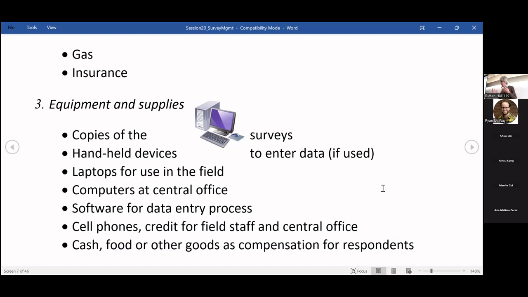If you're using electronic devices, handheld things, or iPads or phones or something, and you need to give them laptops, maybe also in the field, or computers in the central office. You may need to buy some software to do things. For communications, you need to buy cell phones, or at least give cell phone credit to people. And you need to make sure that the people in the field have money to buy food, and maybe pay for lodging, and maybe pay respondents if you're going to do that for their cooperation.